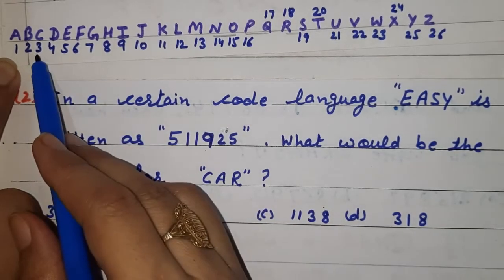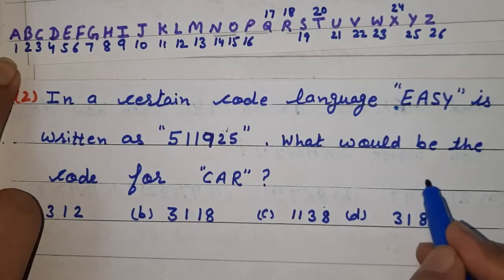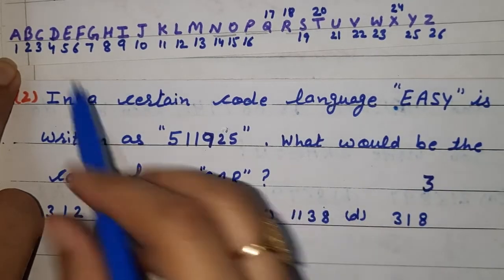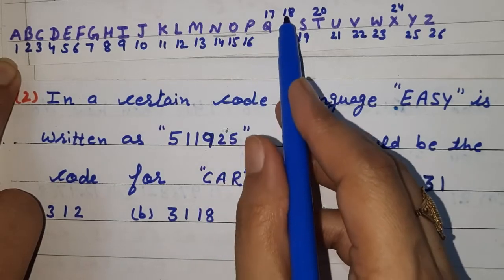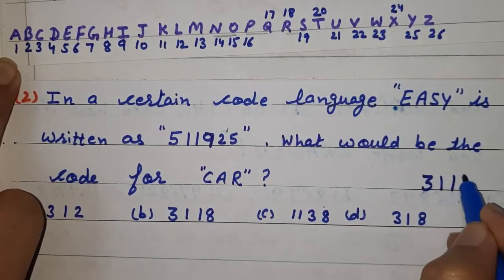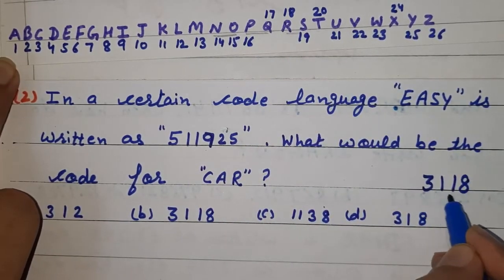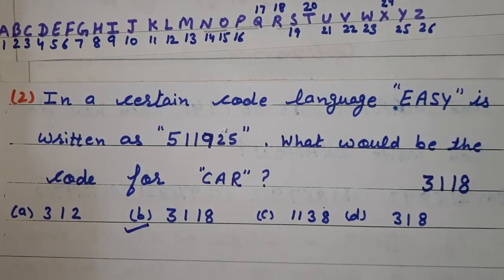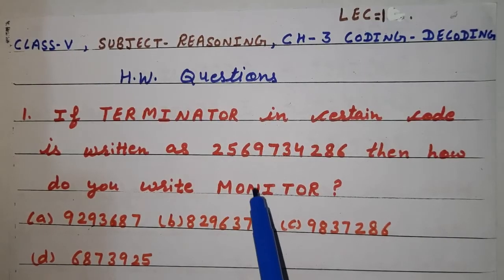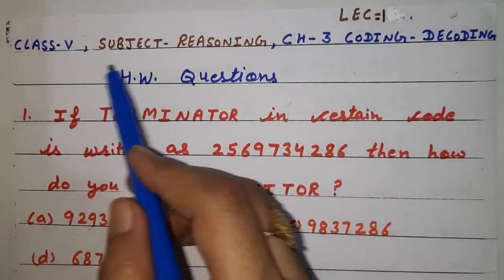C, 3. Write down. A, 1. R, 18. So our answer will be 3118. And it is option B. Understood? Now let's move to homework questions.